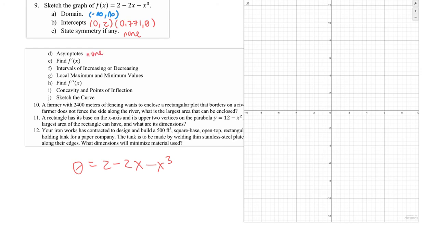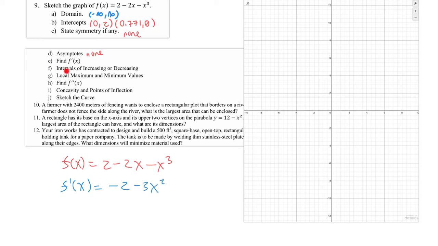And f prime of x is, I'd say, probably pretty easy. I'll just replace this with f of x here, and we'll do f prime of x underneath. So finding the derivative, not too bad, right? So we are looking at -2 minus 3x squared.